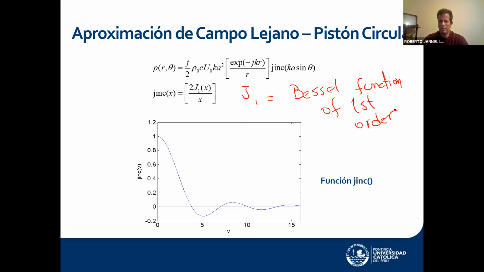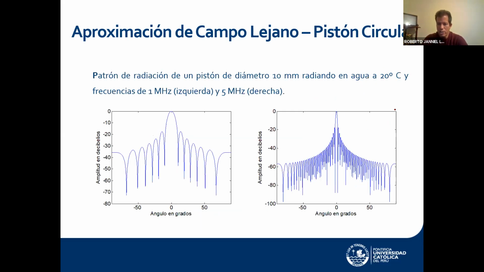It's very similar to the sinc function, just that you replace the sine with a J1. They sort of look similar too. But anyway, that's how the jinc function looks, and this is how the pressure produced by a circular piston would look when you're in the far field.